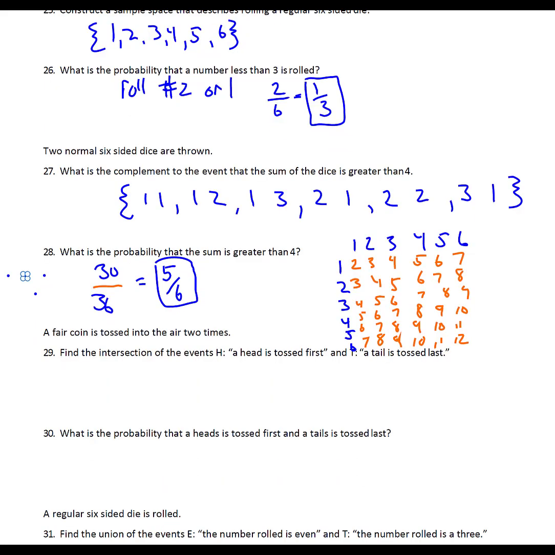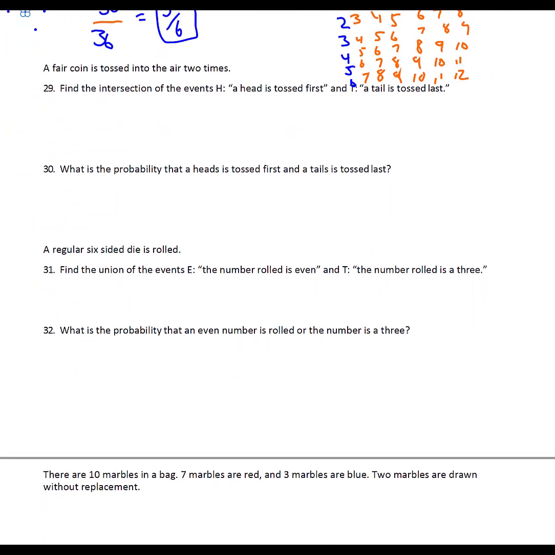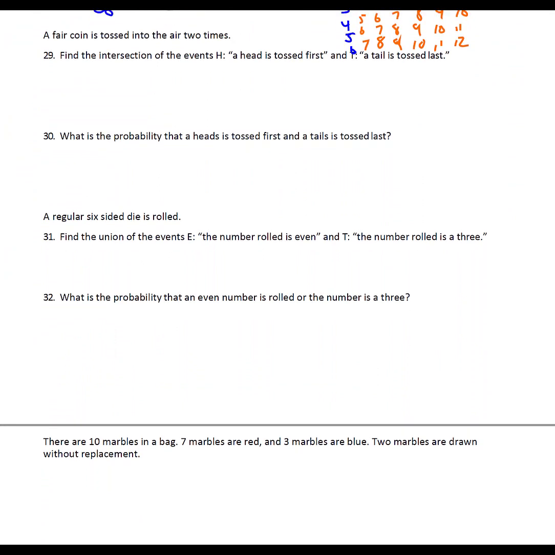Now, the next problem says a fair coin is tossed in the air 2 times. Find the intersection that H, a head toss, is first, and T, a tail, is tossed last. With these, you talk about the intersection using H for your heads and T for your tails, just listening to what it said: getting a heads first and a tails last, and you flipped it twice. So what is the probability that a heads is tossed first and a tails is tossed last?